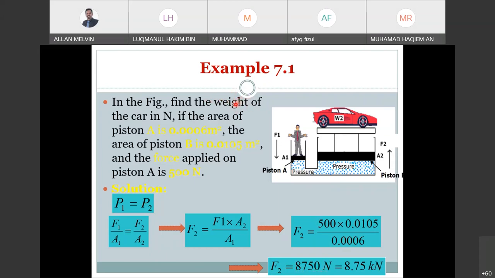It asks us to find the weight. It does not ask for the mass of the car. If it were mass, you would have to divide this by gravity, 9.81, and then you get the mass. We often get confused. When we say weight, because we weigh our body, we say weight, but it shows in kilogram. That is not correct. For weight, the unit is Newton, because it is a force. If we are asked to calculate mass in kilogram, then you need to divide by gravity, 9.8. Okay, so this is how you can use Pascal's law to do calculation.